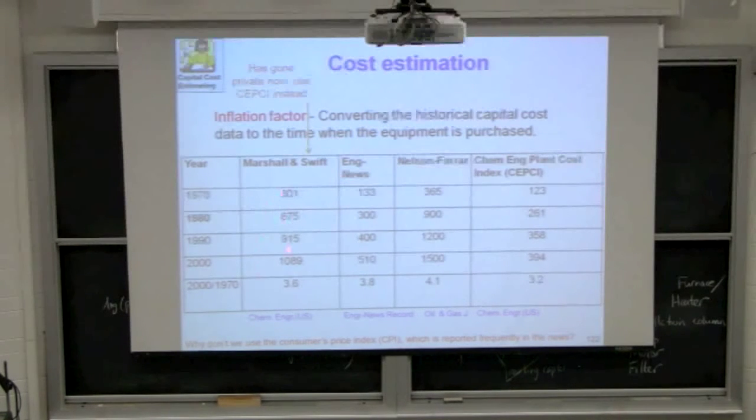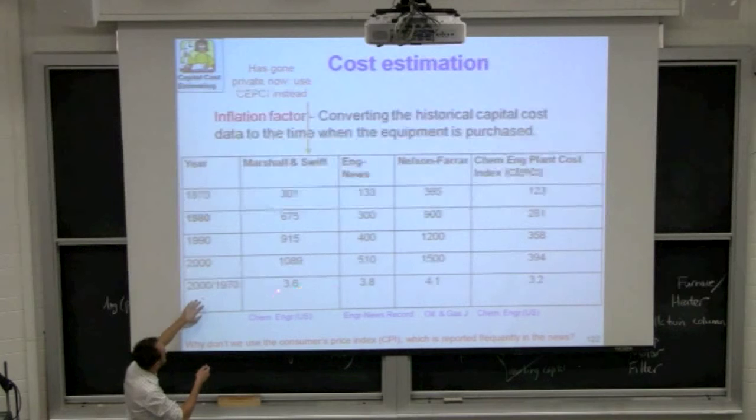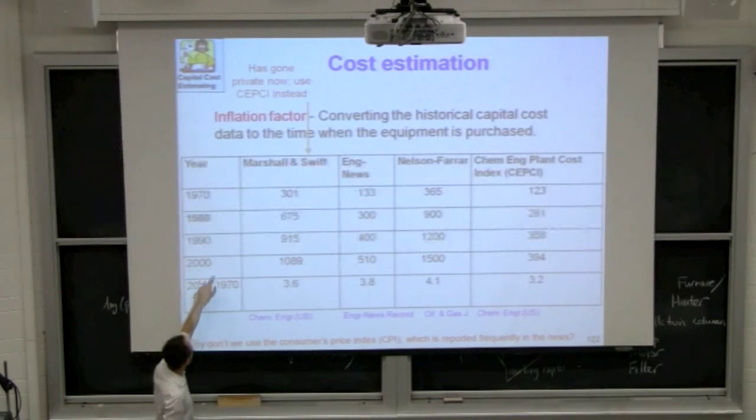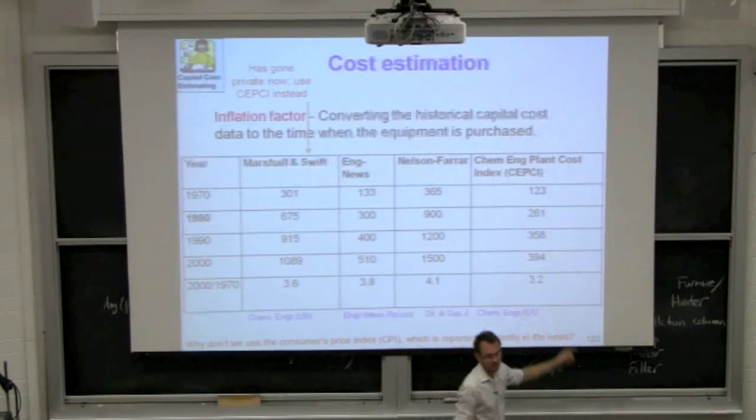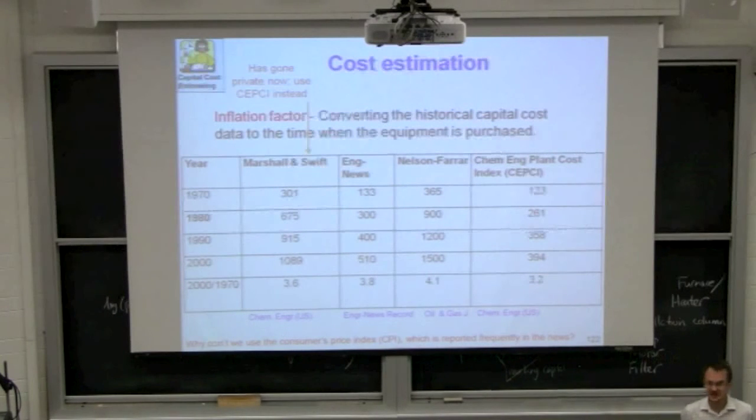So what we need to do is understand these indexes to get our price updates. What we notice here, taking each of these four indexes as an example, is that we've reported the ratio of the index in the year 2000 to the index value in 1970. All of them have numbers of about 3.6, 4, 3.2. So it says that to build a new chemical plant of the same type with the same technology as in 1970 would cost you this multiplier in today's money. Okay? So that's where that multiplier term comes from.